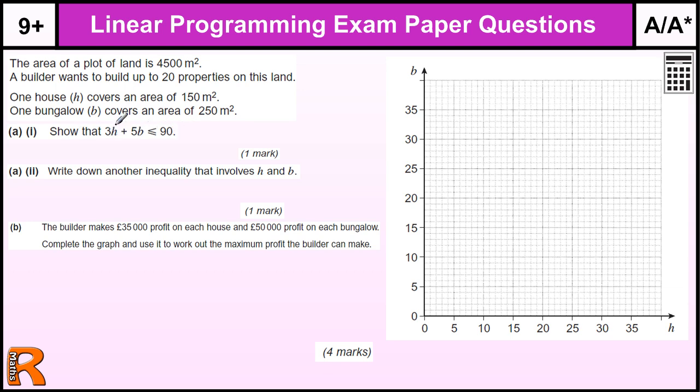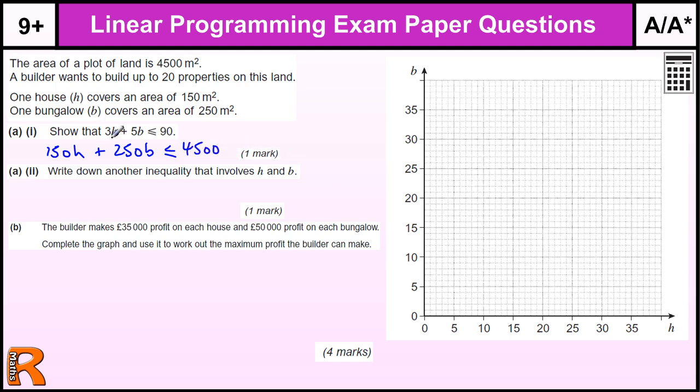Now it's to do with the houses and the bungalows. There are two inequalities you can do, one to do with the area of the land and one to do with the number of houses and properties. So h is going to be the number of houses. If they cover an area 150 meters squared, 150 times h is going to be the amount of area covered by all the houses, plus 250 times b is going to be the amount of area covered by all the bungalows. Now that needs to be less than or equal to 4,500.